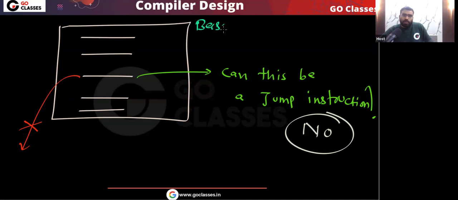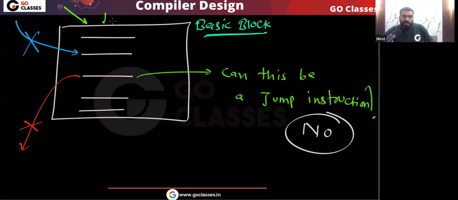This is your basic block. From this instruction, you can never jump. Similarly, into this instruction you can never enter. So this point is very clear: a basic block is single entry, single exit. This is the single entry point, and this is the exit point.